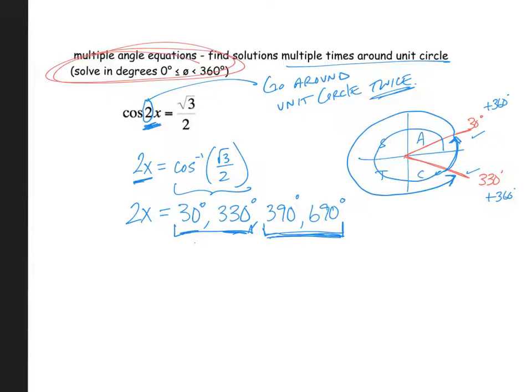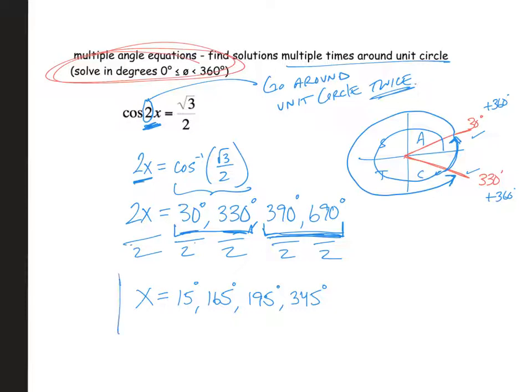Okay, now in the end we need to know what x is. So now is the point where I'm going to divide all of these by 2, so that I get x all by itself. So 30 divided by 2 is 15, 330 divided by 2 is 165, 390 divided by 2 is 195, and 690 divided by 2 is 345. So these are my final answers.